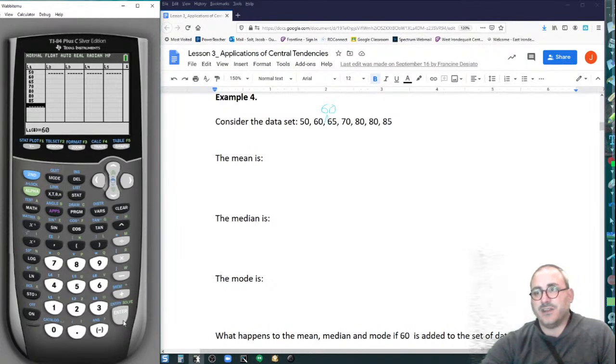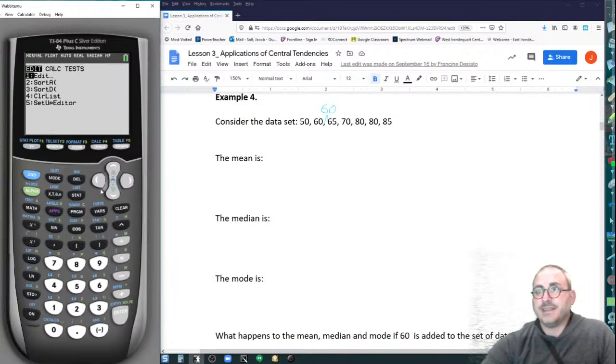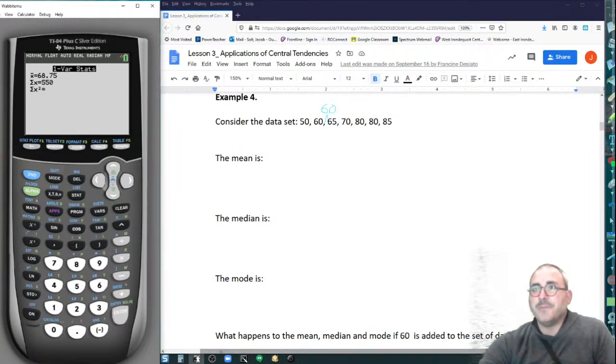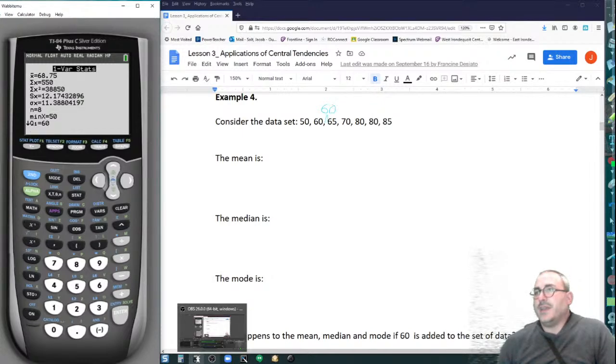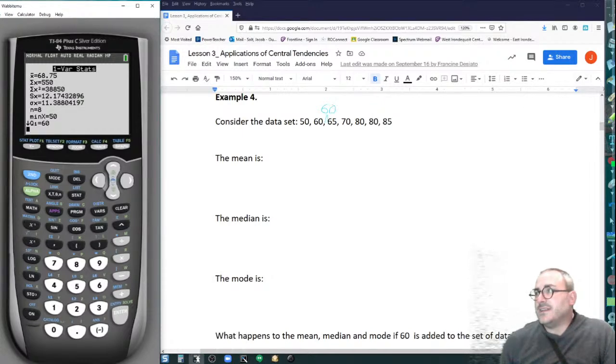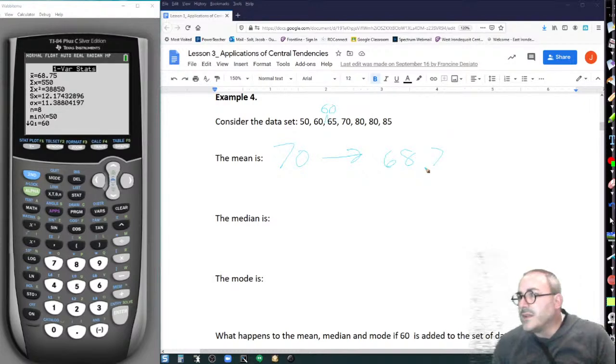I can just add a 60 down here. And then I can press stat, go over to the right, calc, one var stats, press enter a few times, get this calculator machine warmed up, and there it is. Oh, look, my mean changed. My mean was 70, and now it went to 68.7.